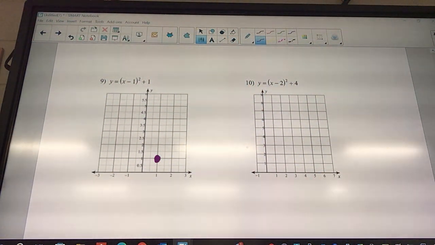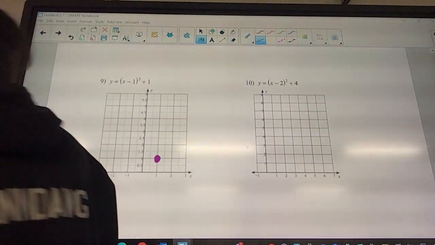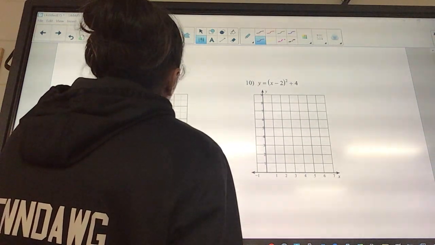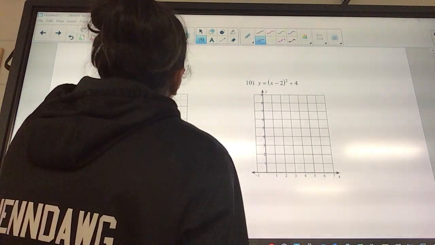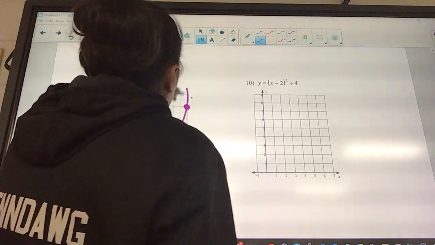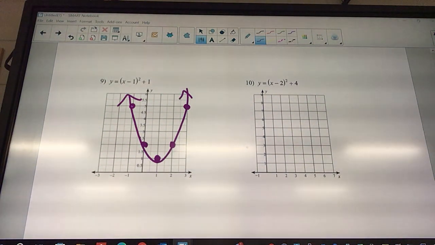Okay, from here, is this graph opening up or down? It's opening upward. So we're going to go up 1 over 1. And then up 4, 1, 2, 3, 4 over 2. Okay, and again, make sure you're counting from the vertex.